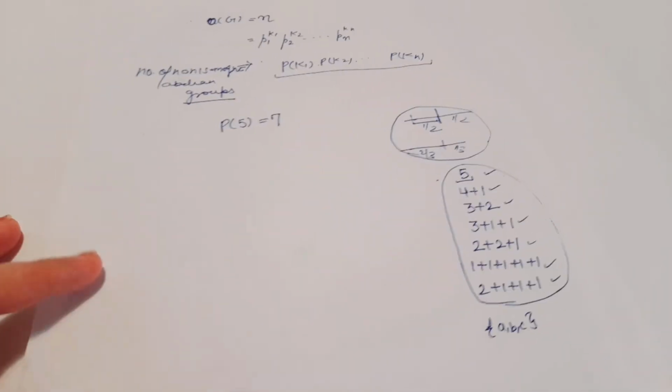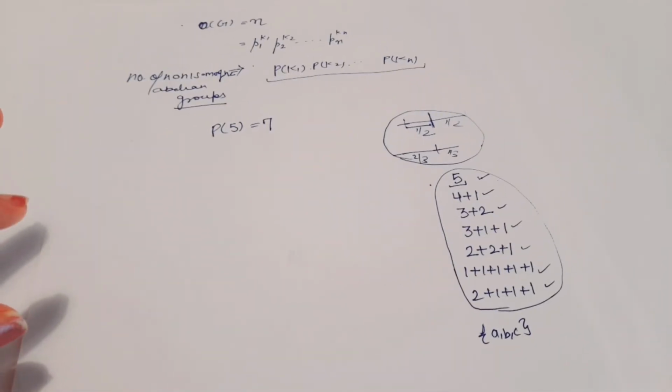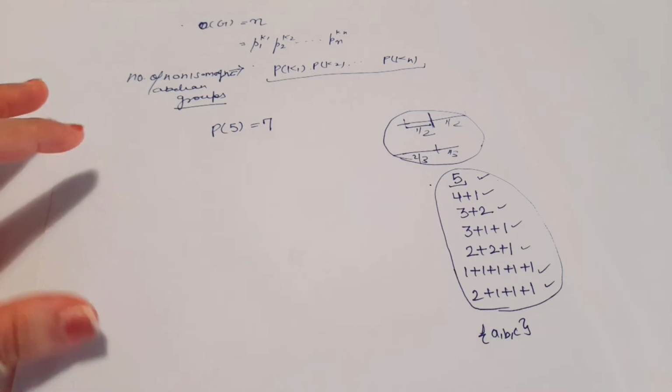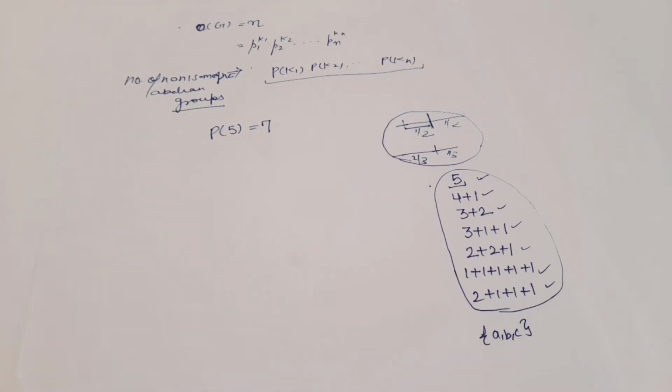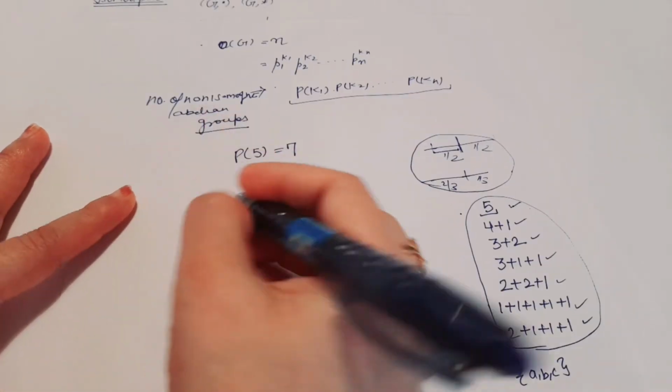I have a video on my channel where I discuss both partitions of numbers and partitions of sets as well. Here we are taking partitions of numbers because we are partitioning numbers. So P5 is 7.